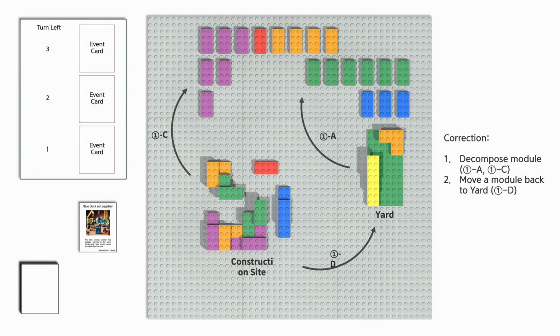Additionally, mistakes may occur during assembly. For example, a module may have been assembled incorrectly in the yard, or a module may have been assembled incorrectly at a construction site. In that case, one module can be disassembled into bricks, or one module from the construction site can be moved back to the yard. Of course, these moves also consume turns. Therefore, it is important to reduce mistakes during assembly as much as possible.